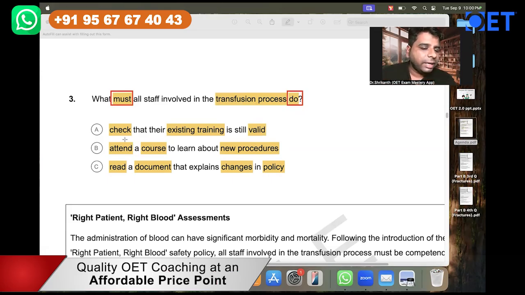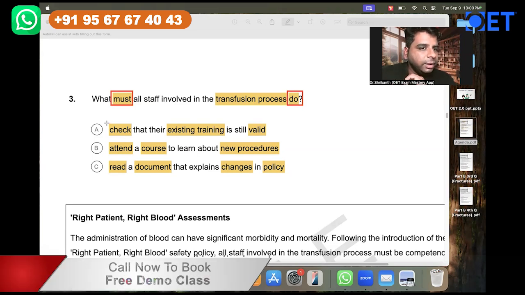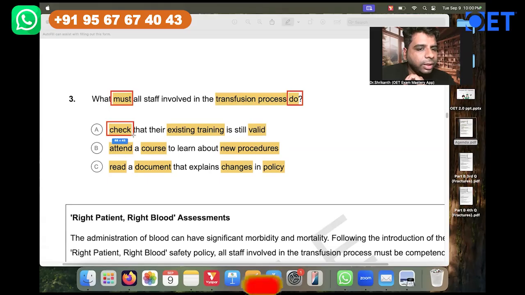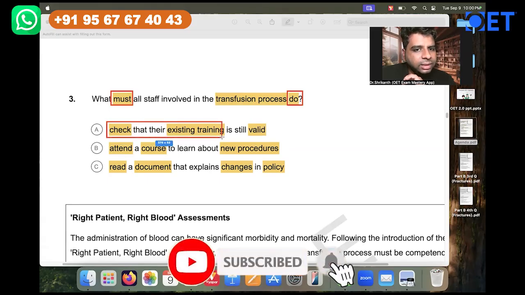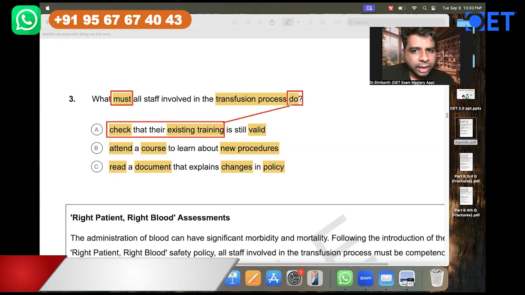So what is the action over here? Check that their existing training is still valid. So they have to check whether their existing training is still valid. Okay, so this is the entire thing. So we can basically say this is what they have to do.